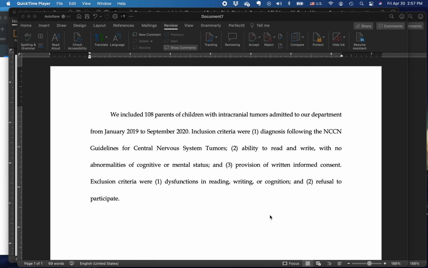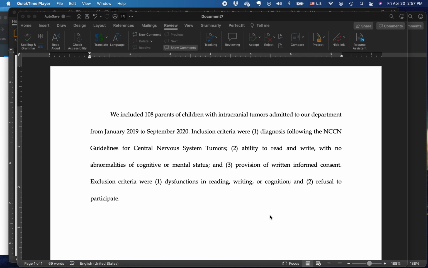2020. Inclusion criteria were: 1, diagnosis following the NCCN guidelines for central nervous system tumors; 2, ability to read and write with no abnormalities of cognitive or mental status; and 3, provision of written informed consent. Exclusion criteria were: 1, dysfunctions in reading, writing, or cognition; and 2, refusal to participate.